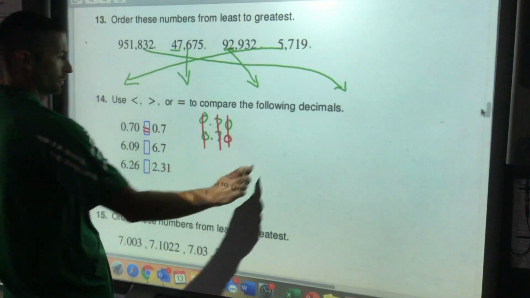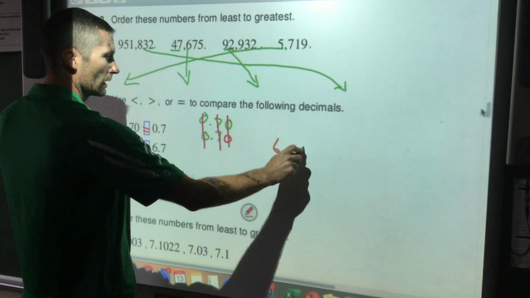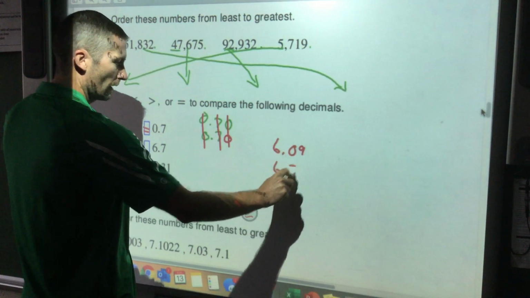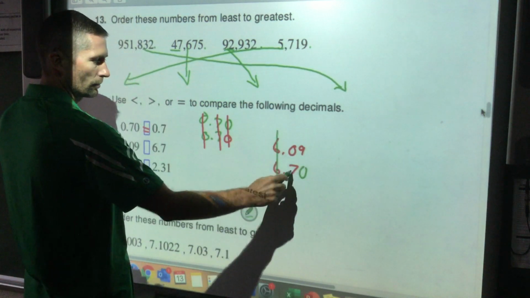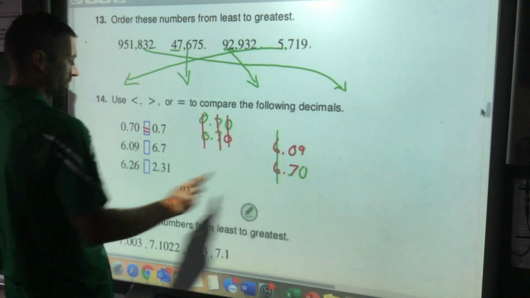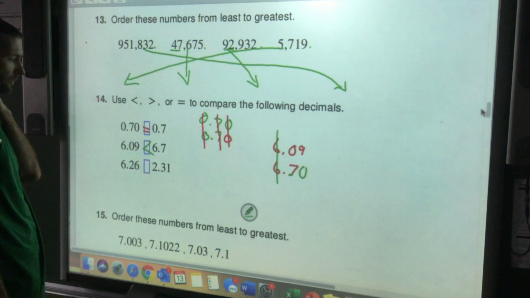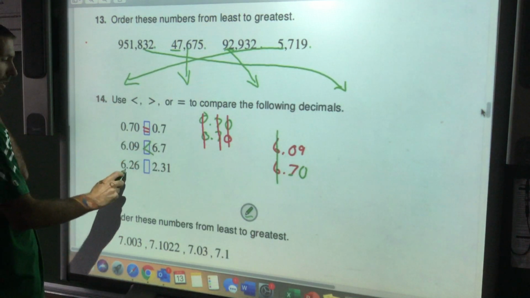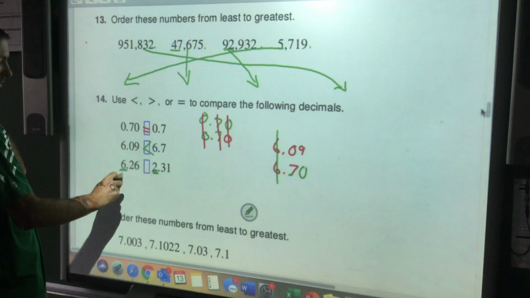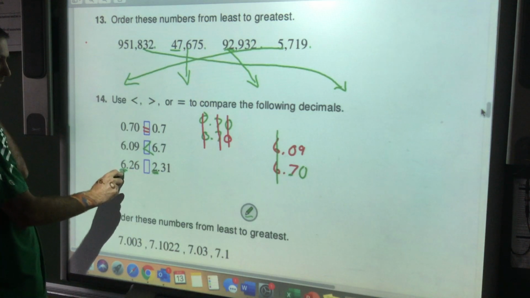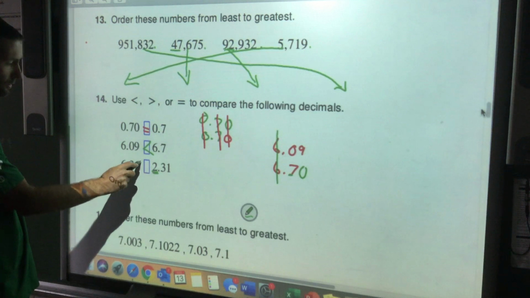Okay, let's line these up now. 6.09, 6.7, and then we can annex a 0. Those are the same. This one's bigger. So 6.7. Gobble it up. That's less than that. Okay, 6.26 or 2.31, well, we can clearly see 6 is bigger than 2. You'd rather have $6.26 than $2.31.